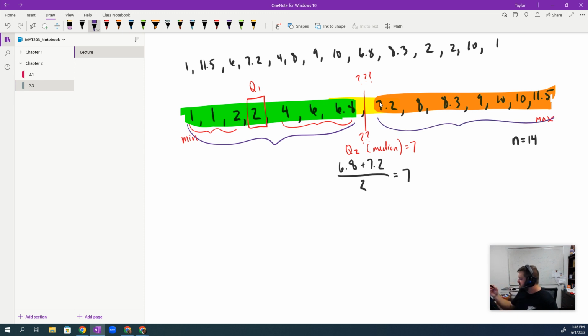So this 7 here, again, we're going to have a middle number, which is going to be this 9, because look, we have 3 below it and 3 above it. So this is quartile 3. And now what we've done is cut the data into 4 pieces. So our minimum is 1, our first quartile is 2, our second quartile is 7.